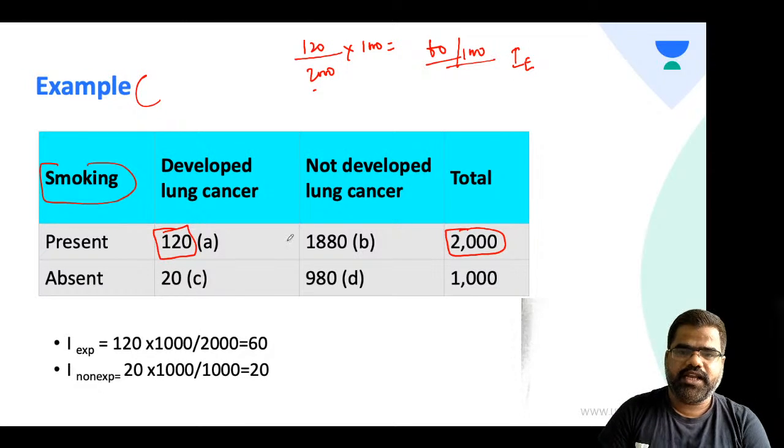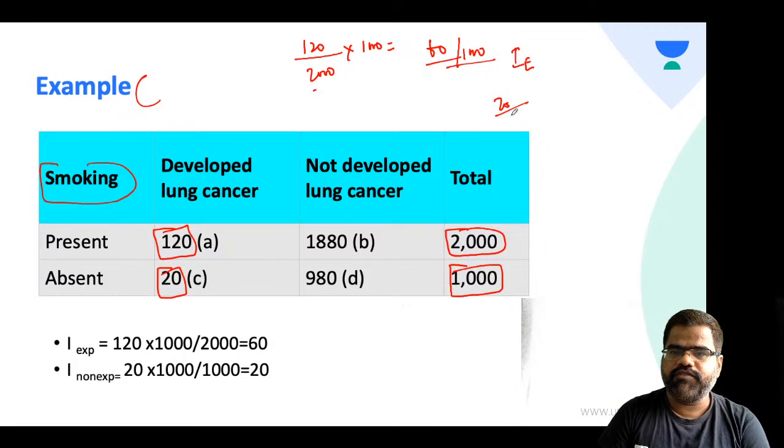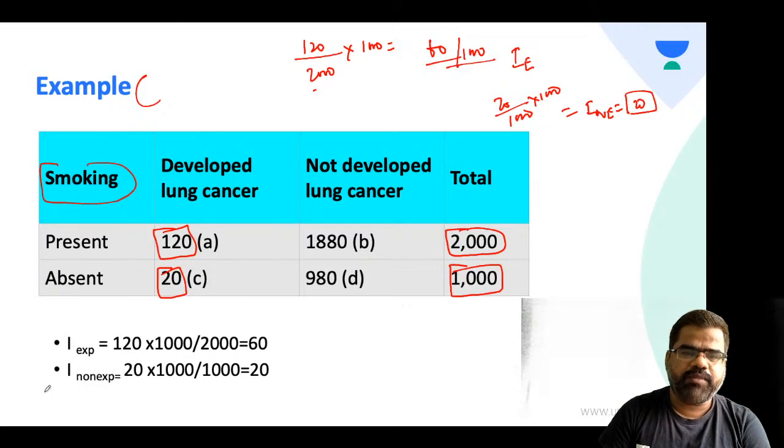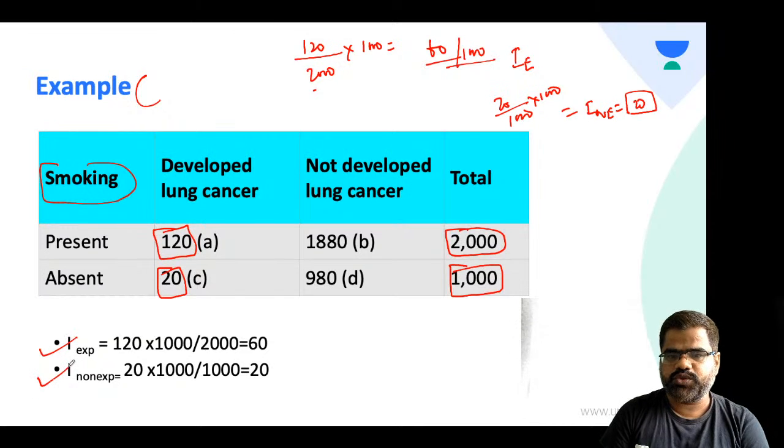We got it. Now a similar question I ask you: what is the total population who are not exposed? 1000. How many people developed lung cancer in the non-exposed group? 20. So 20 people developed lung cancer in the non-exposed group. So my incidence in non-exposed is 20. So I have my incidence in the exposed group, and I have my incidence in the non-exposed group.